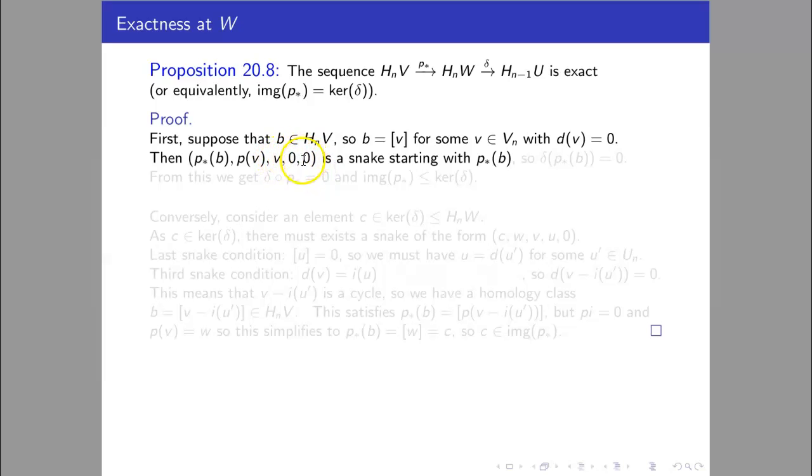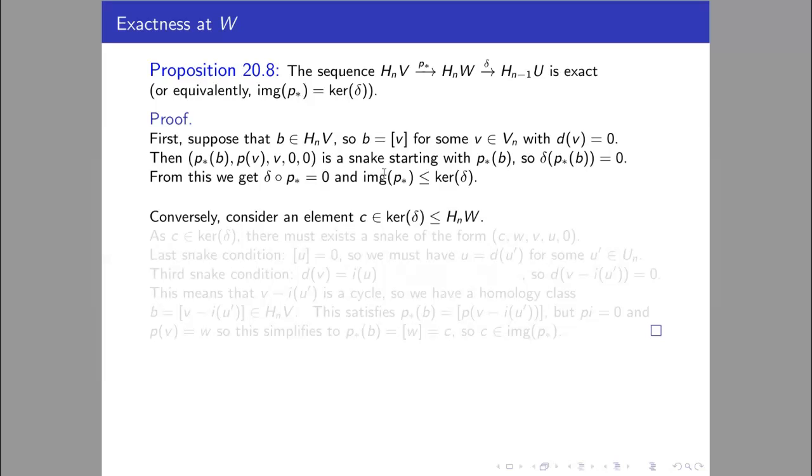And then this last element is supposed to be the homology class of that u that we had there. But the homology class of 0 is 0. So that means that this is indeed a snake, and it starts with p star B. So according to the definition of delta, delta of p star B is 0. Okay, so that means that delta composed with p star is just 0, and that's equivalent to saying that the image of p star is contained in the kernel of delta.